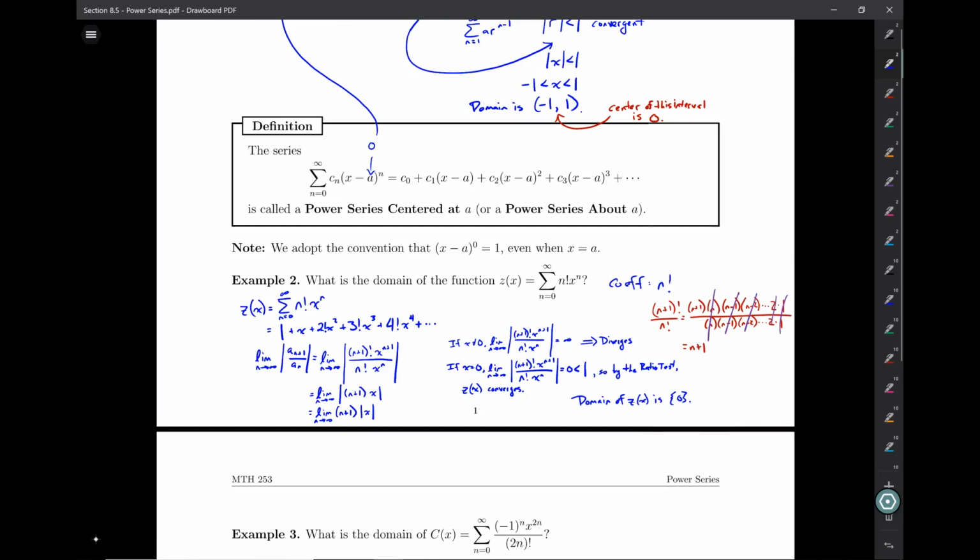So we have two very different results here. We have a result where we had a domain of negative 1 to 1, and we have a result of a domain that's 0. Power series can have wildly different sorts of domains, but here are two very different possibilities. We have an interval, or we just have a single point.